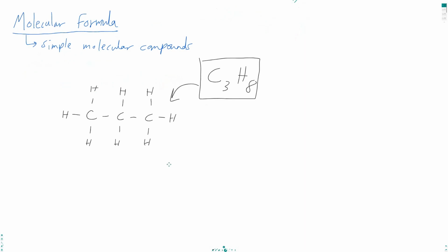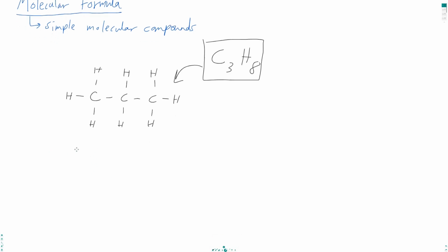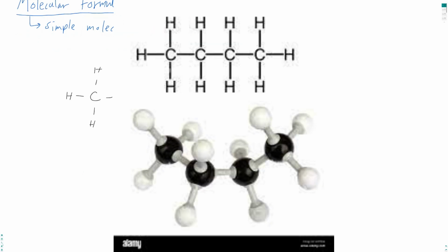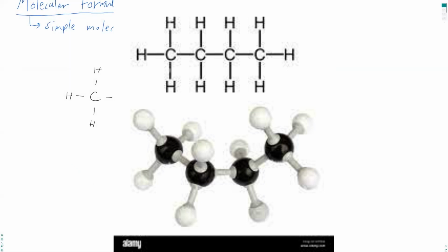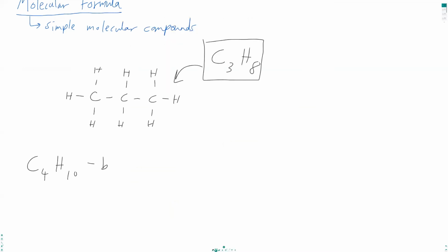In some other molecules, that is not the case. So let's take, for example, butane. Here's a molecule of butane. You can see that the butane molecule is C4H10, and this is the molecular formula for butane.